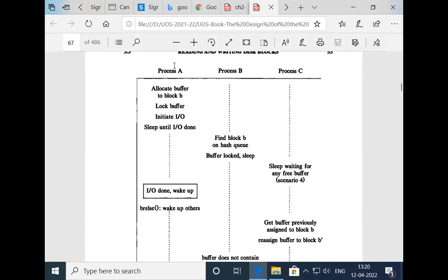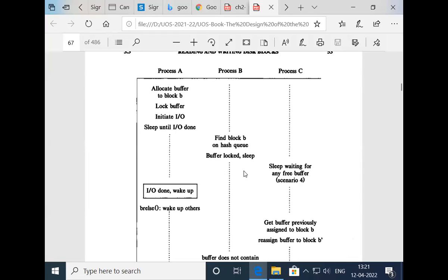त्यामुळं जो काही ए न रिलीज केलाय 99, तो कुणाकडे गेला, सी कडे गेला. So get buffer previously assigned to block B, reassign buffer to block B. ऍक्च्युअली सी 99 साठी वेट करत नाहीये, सी कुठल्याही फ्री बफर साठी वेट करते. Maybe for example 18, तर सी काय करेल, 18 त्याला मिळत नाही, त्याला 99 मिळालेलं आहे त्यामुळे त्या 99 ला 18 करणार, तो रिअसाइन करणार and it uses that 99 as a 18.